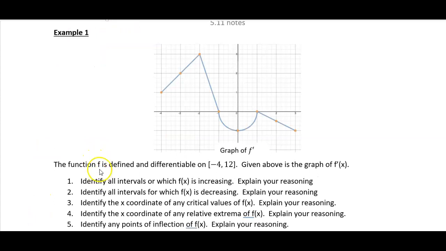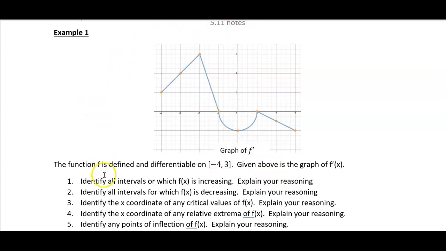All right, so number 1 says the function f is defined and differentiable on the interval from -4 to 12. So we're starting here at x equals -4, and we're ending over here at, nope, not 12. Let me adjust that. We're ending at 3. And this is not a graph of f, though. This is the graph of f prime. That's kind of an important thing to take note of. So I have a graph of f prime, and all these questions are going to basically be asking me to use this graph of f prime to come to some conclusions about the graph of f.